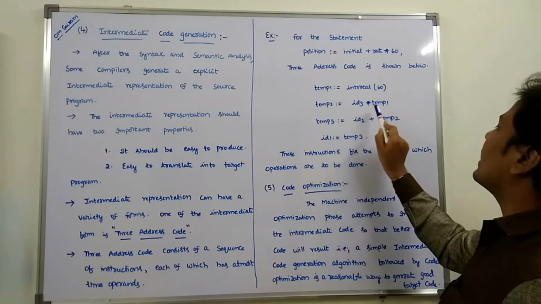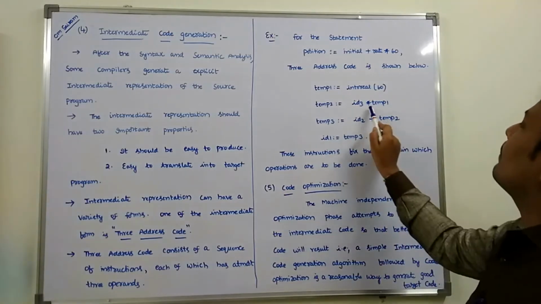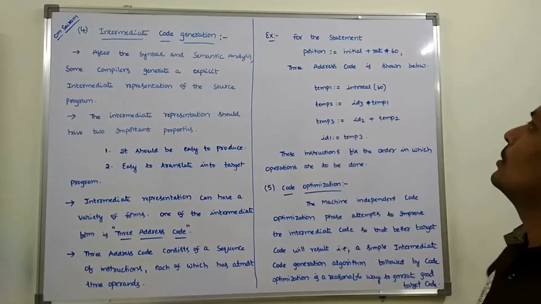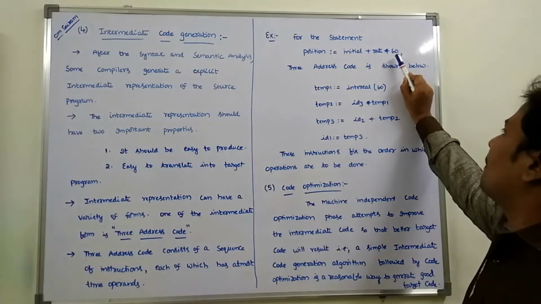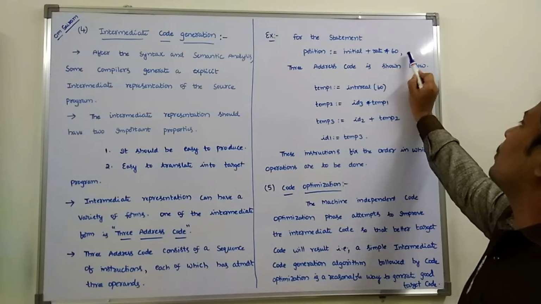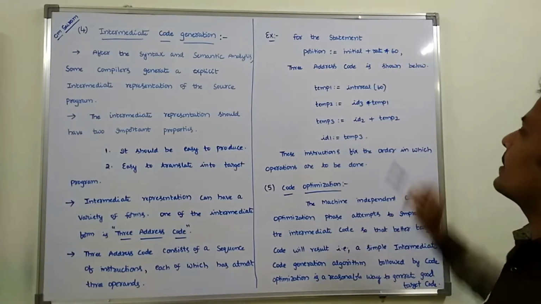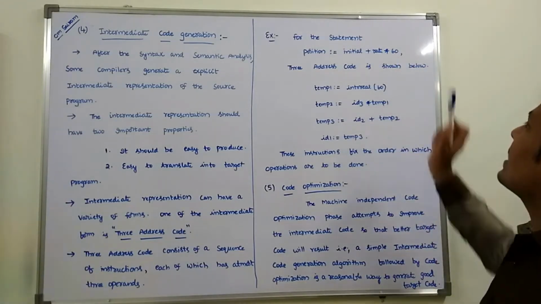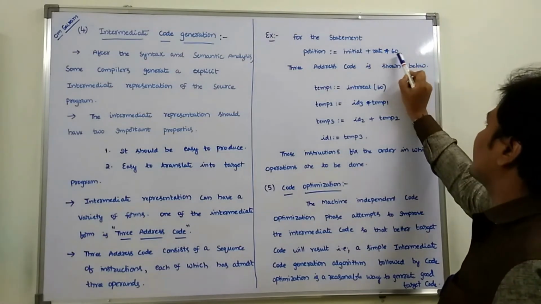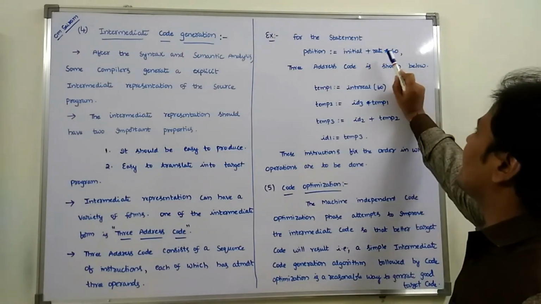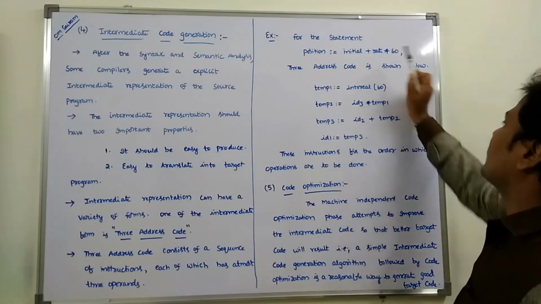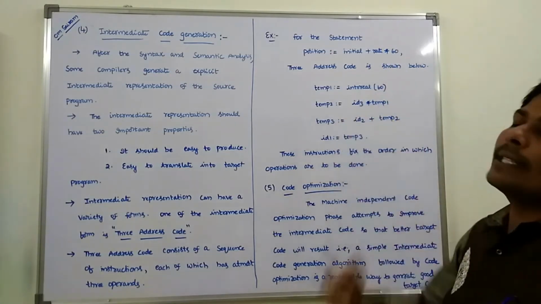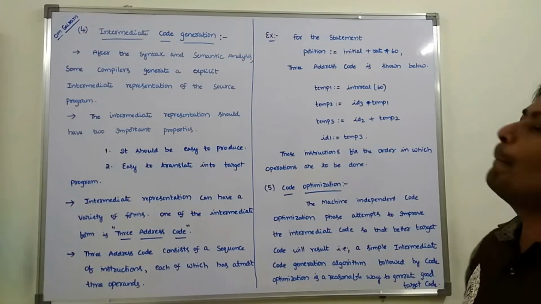So id3 into temp1, that can be assigned to temp2. So now we are getting this result. First, temp1 is equal to int to real of 60. That is the first statement. The second statement is whatever the result we are getting, that result is multiplied with the identifier id3. Whatever the result we are getting, that result can be assigned to temp2.